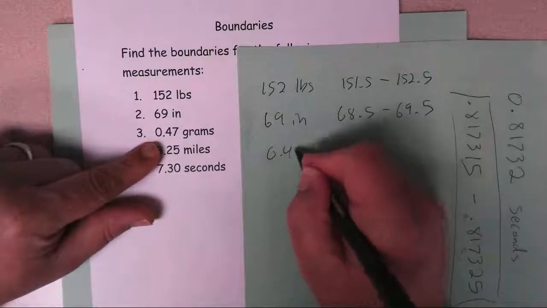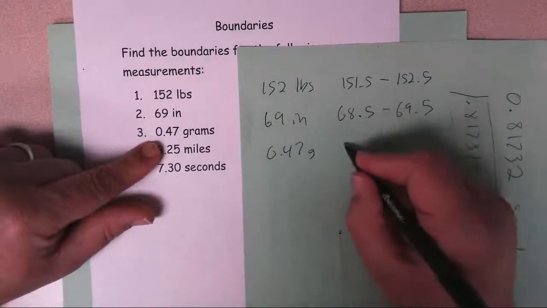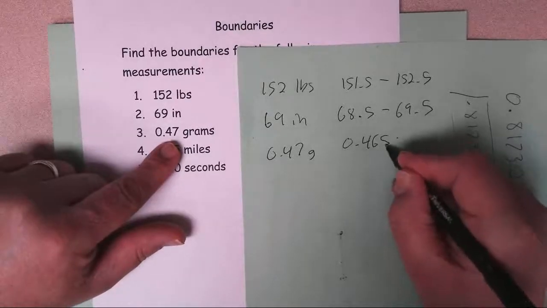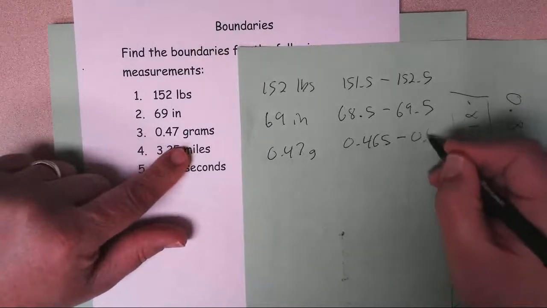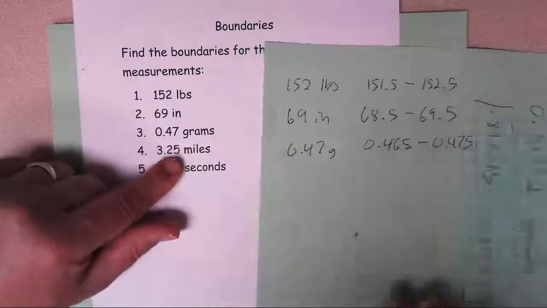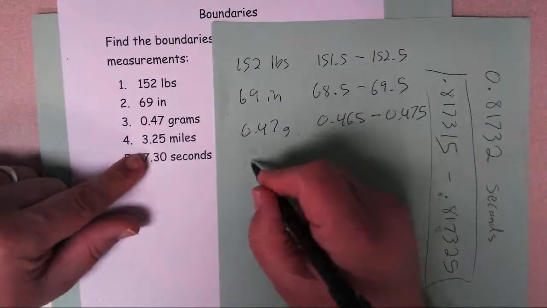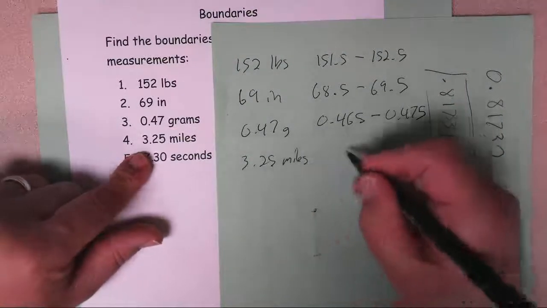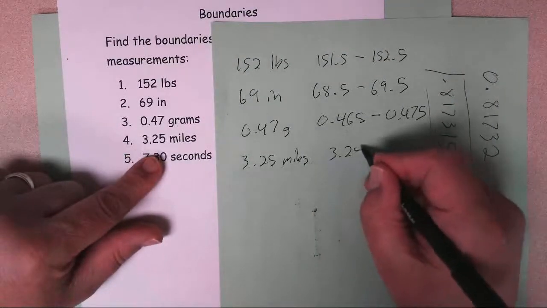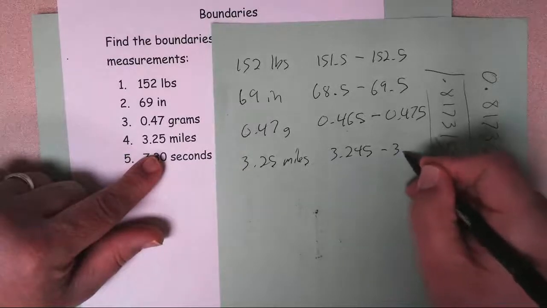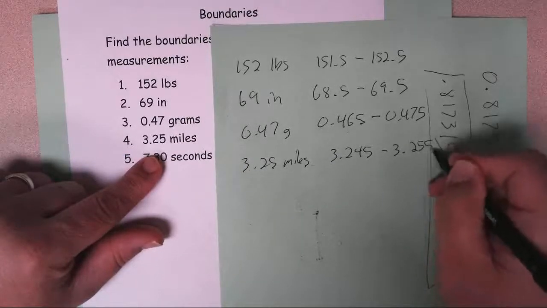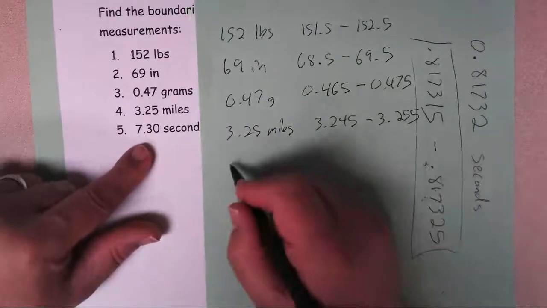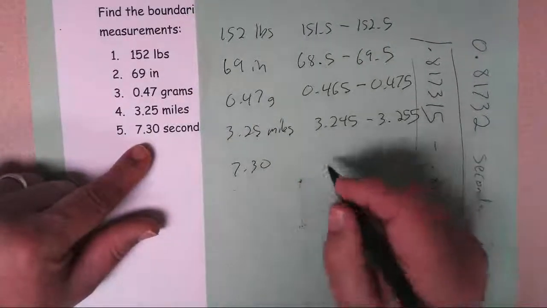So 0.47 grams. This would be 0.465 to 0.475. And then I have 3.25 miles. And I would get 3.245 to 3.255. Okay? And then finally, this one, here's the way to think about this.